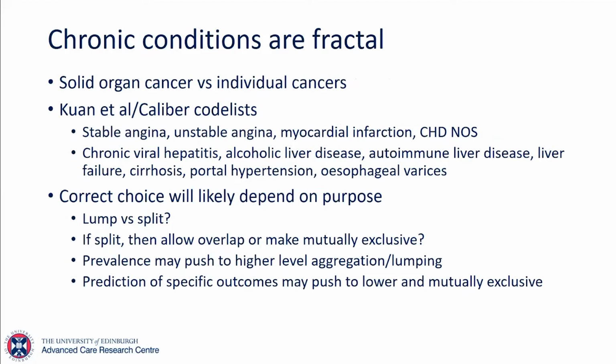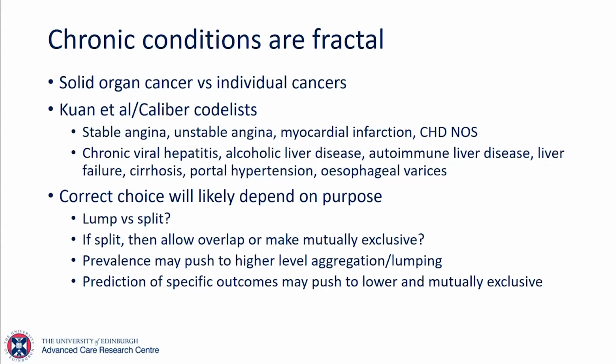What then happens? So you're now trying to choose your condition. I mean, I've said you've already chosen your conditions as a codeless problem, but what then happens is that you realize the problem is that chronic conditions are fractal. So you can keep subdividing them, and that's why code sets are so complicated. So the HDR UK Delphi says include solid organ cancer, but are you going to go for solid organ cancer as a single category? Or are you going to go for individual cancers?